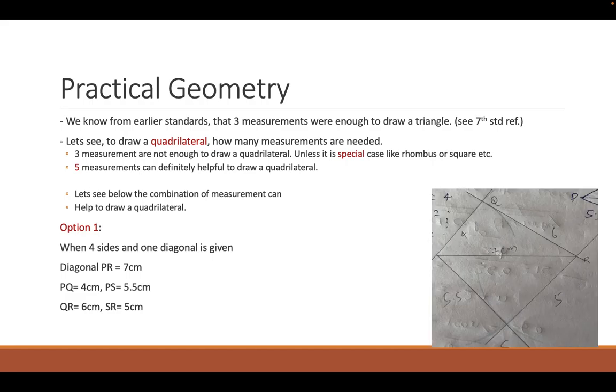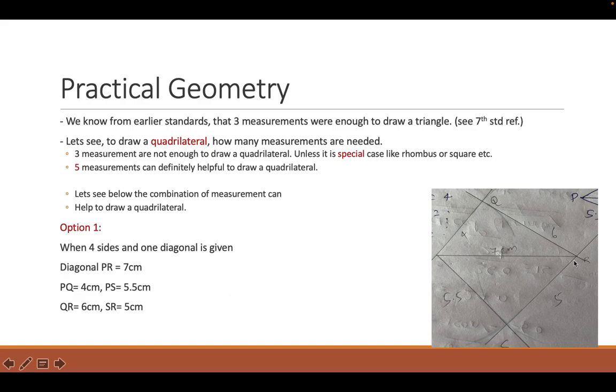Now, how to proceed? This is what I have done for this one, and the approach I made here was first to draw the diagonal PR. This is PR. Here P is missing, but I just used the snapshot. So P is here, PR is 7 cm, as you see here, 7 cm.